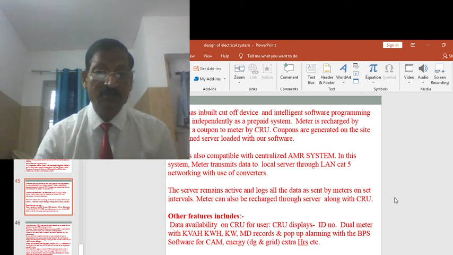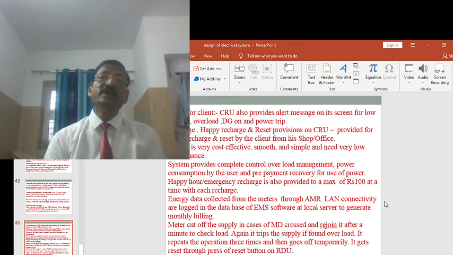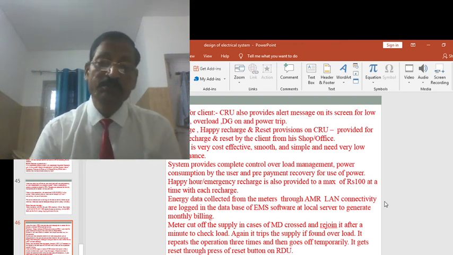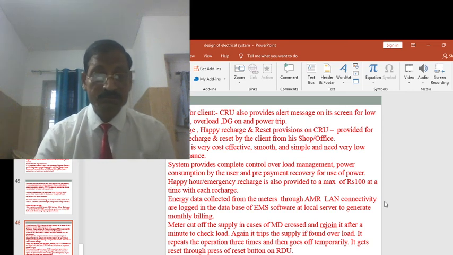In this system, meter transmits data to local server through a LAN Cat5 networking with the use of converters. The server remains active and logs all the data sent by the meter on set interval. Meter can also be recharged through server along with the CRU. So these are the main benefits of using the prepaid metering system.